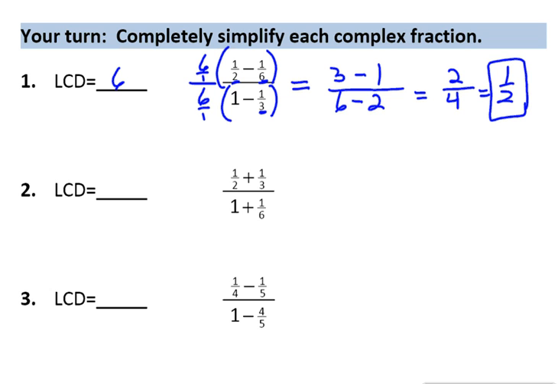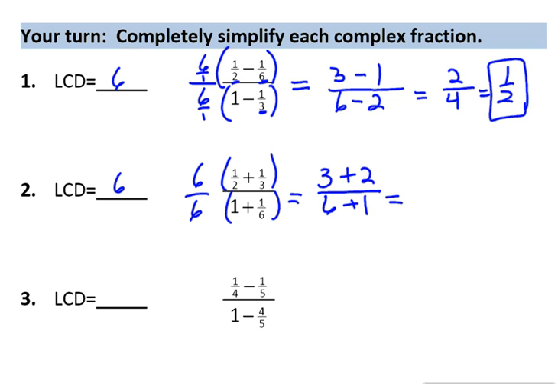Here's my next one. Again, the LCD is 6. So I'm going to multiply this by 6 over 6. 6 times 1/2 is 6/2, so that's 3. 6 times 1/3 is 6/3, so that's 2. 6 times 1 is 6. 6 times 1/6 is 6/6, which is 1. So I get 5/7 for that answer.